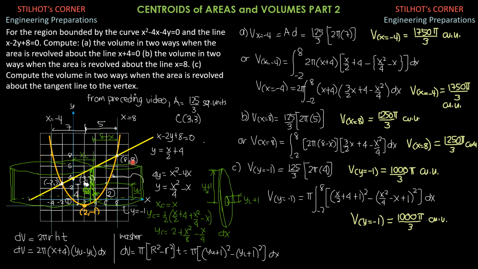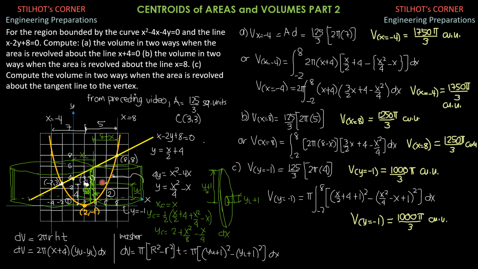For the second part, the region is revolved about the line x equals 8, and the centroid is at (3, 3). The radius of revolution by Pappus theorem would be 8 minus 3, so that's 5 units. So we have here the cylindrical shell. Also, if that is x, then the radius of revolution of this cylindrical shell would be 8 minus x.